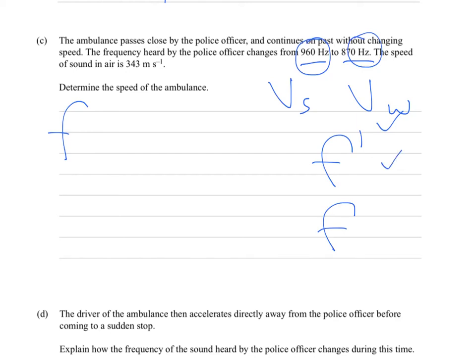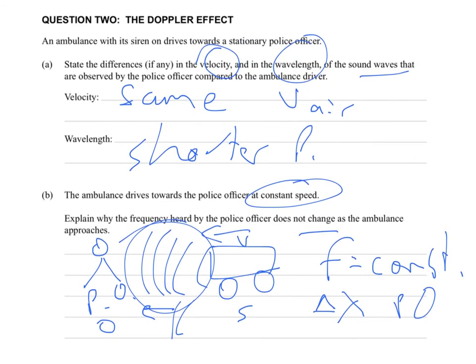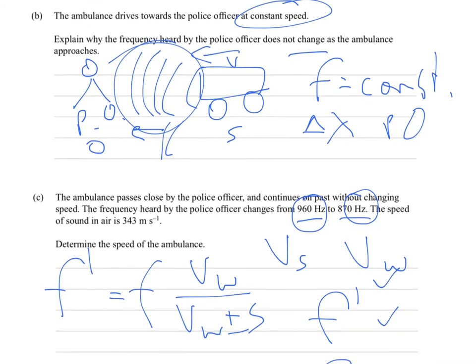And I'll better put up the equation. So the adjusted frequency is the original frequency times the velocity of the wave over the velocity of the wave plus or minus the source, and it's plus or minus depending on whether it's coming towards or going away from. Just quickly cruising up here. Yep, we don't have any other values at all.